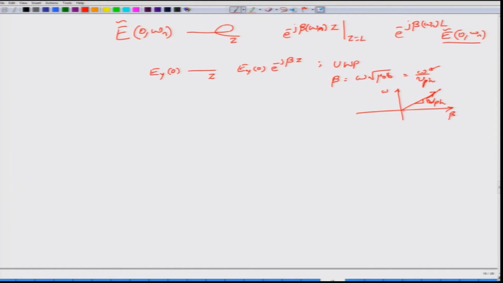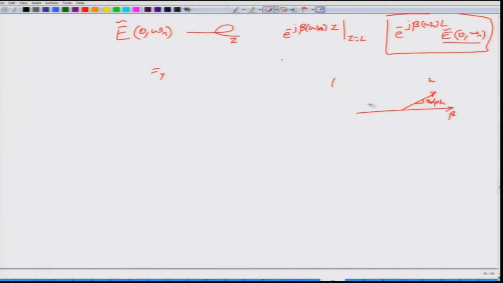For the LP01 mode, what we have shown is that it goes something like this. This is a non-linear function. The idea is still that whatever may be the value of beta at that particular frequency, you take that value of beta multiplied by the length of propagation. In general it is a length z, or if you specifically know that the output is at z equal to L, you can put that value of z, and this would be the nth frequency component propagated through the fiber and now arriving at the output.